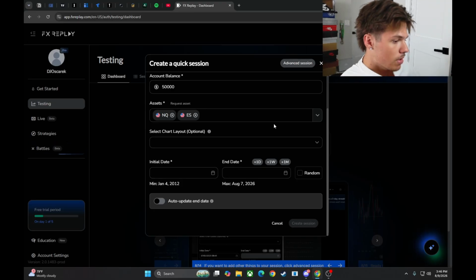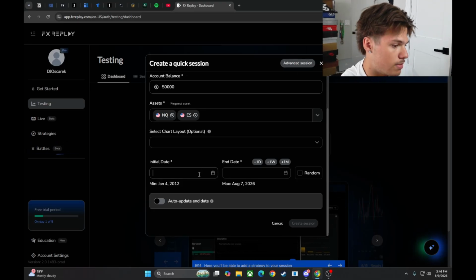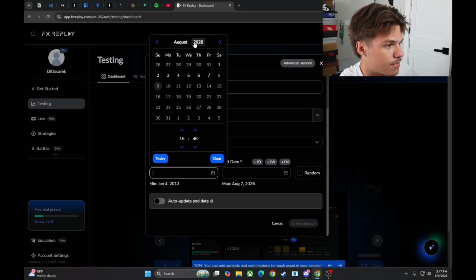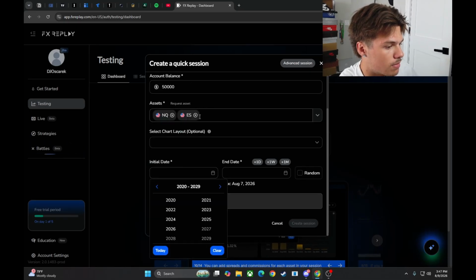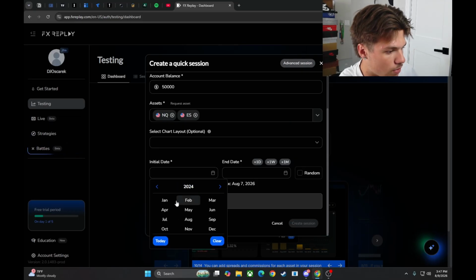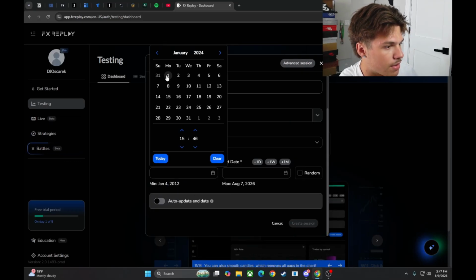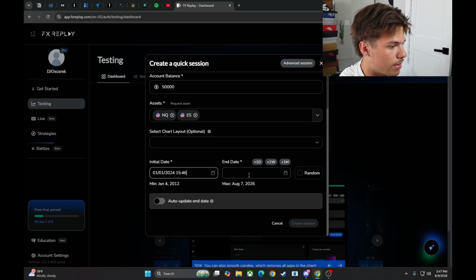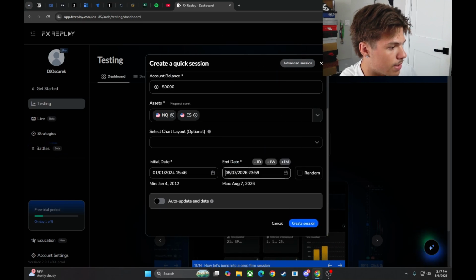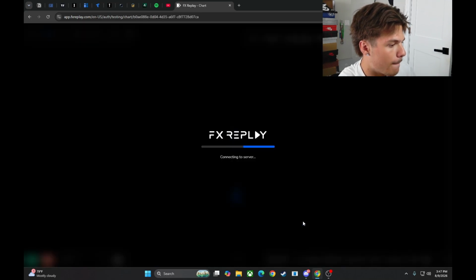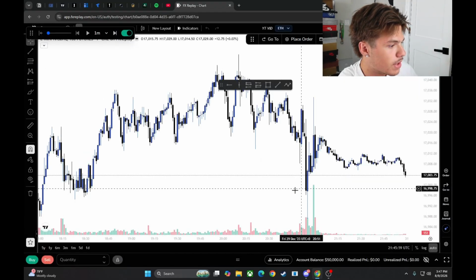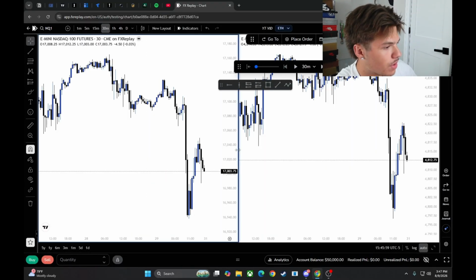I'm just gonna pick a random month and trade it. Let's do 2024 January. I'll do the whole month of January. All right, today create session. Oh my gosh, what is this chart? Okay, I got it set up.